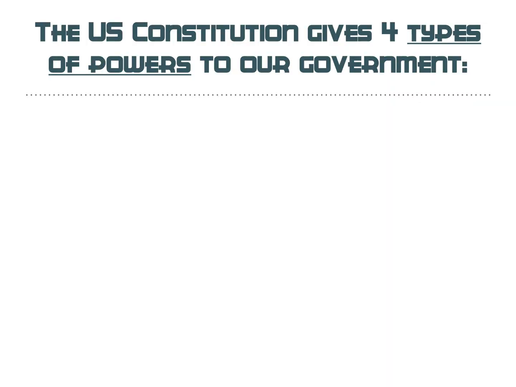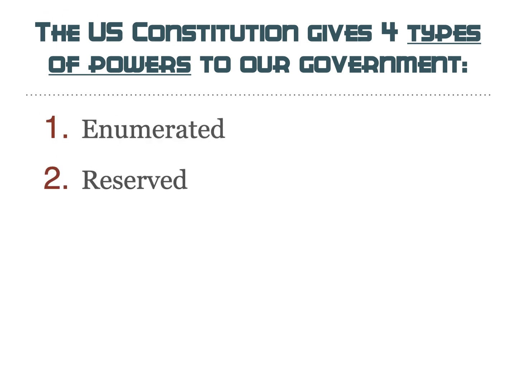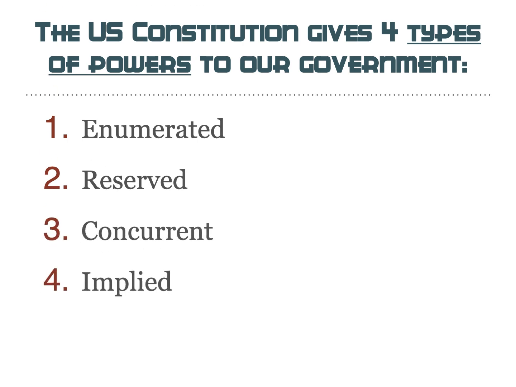So, the U.S. Constitution gives 4 types of powers to our government. Not 4 powers, 4 types of powers or categories of powers. These are enumerated powers, reserved powers, concurrent powers, and implied powers. So 4 different vocabulary terms that you should know. I'm going to go over these in just a minute.